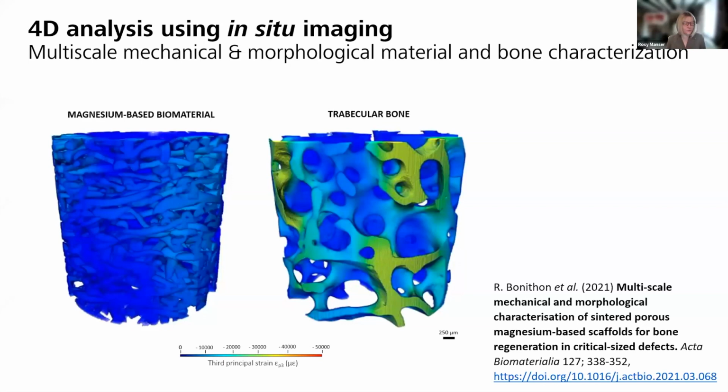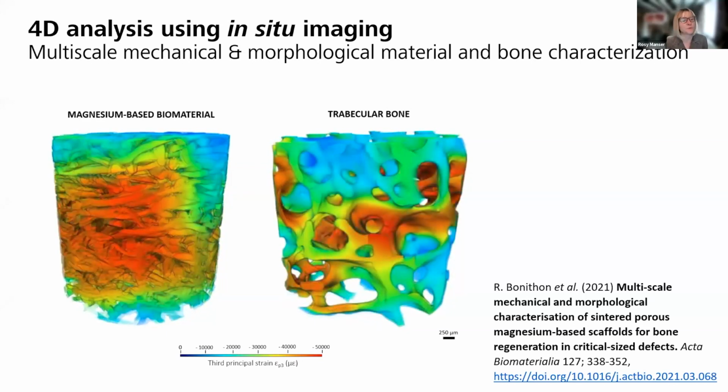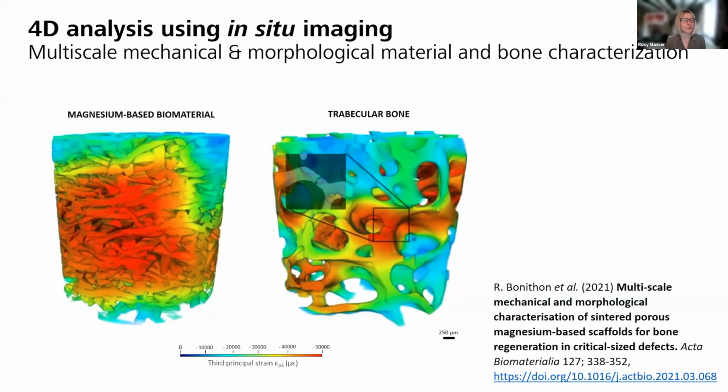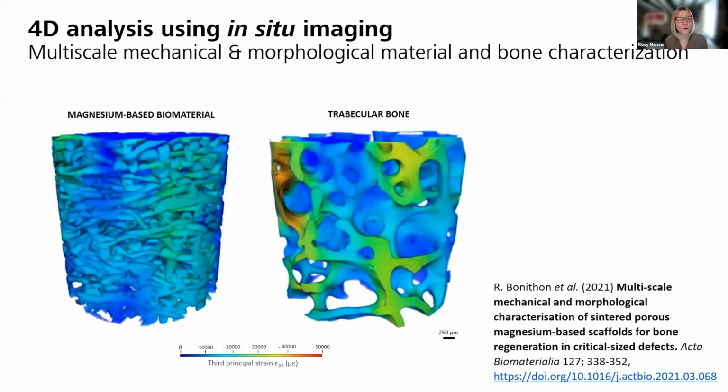Another really cool thing that you can do when you have that high resolution is to compare not only how a specimen looks, but also the mechanics of how it performs. And we have a lot of users using the X-ray microscope tools for exactly this. What you're seeing here on the left-hand side is a magnesium-based biomaterial, and on the right-hand side, trabecular bone. And the goal is to create a material that has similar mechanical properties to the bone.